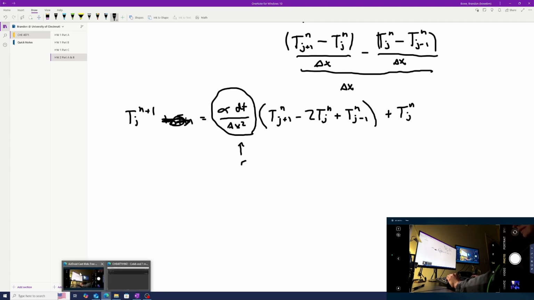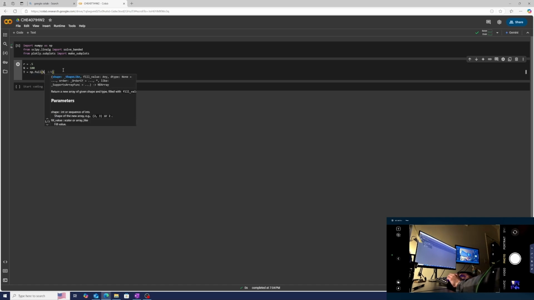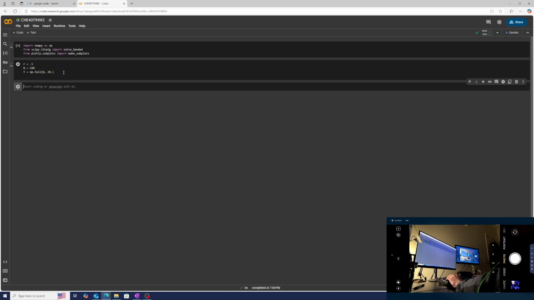So we'll go back to Python, and what we have is numpy and our make subplots and our linalg for later. Our R in this case is going to be 0.5, and we're going to split our material into 100 different parts. So we need our array of temperatures, which is going to be equal to our np.full. We want n number of things, and we want them to all be 20 degrees Celsius.